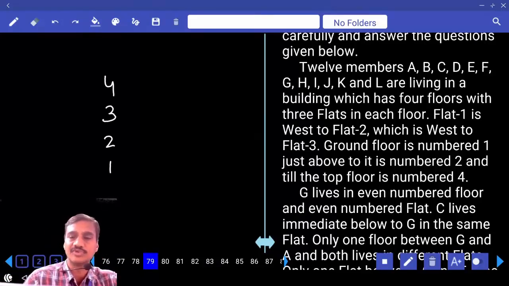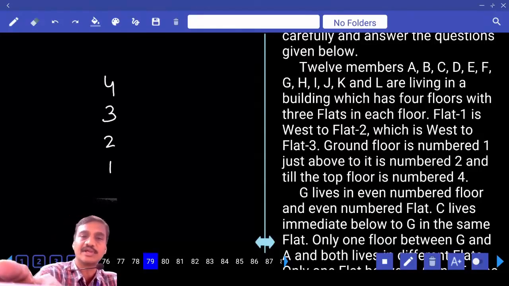Done? Hence, we need to write down the flats here, and all the flats, flat 1 is to the west of flat 2 and so on. Then flat 1, now this is flat 2 and this is flat 3.